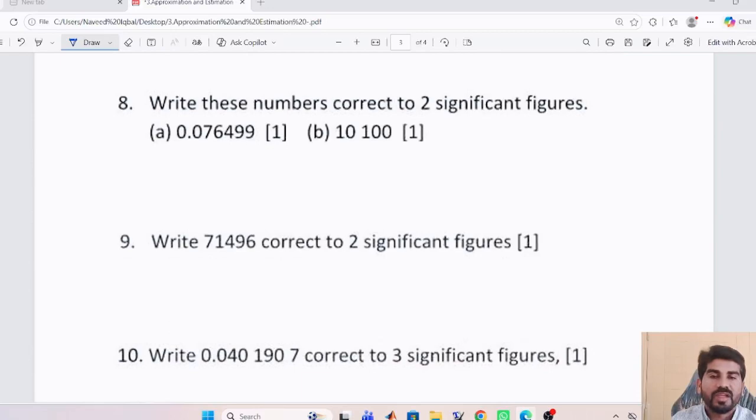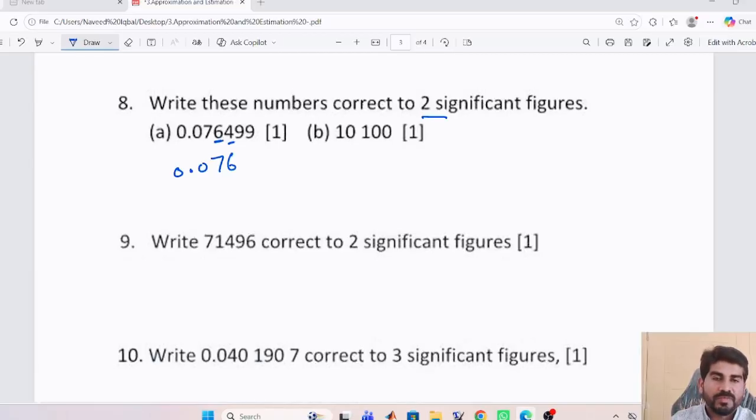Question number 8 is write these numbers correct to two significant figures. Again, the rule is the same. This is the second significant. The third one is less than 5, so it will remain there. It is 0.076. We can simply neglect these points.